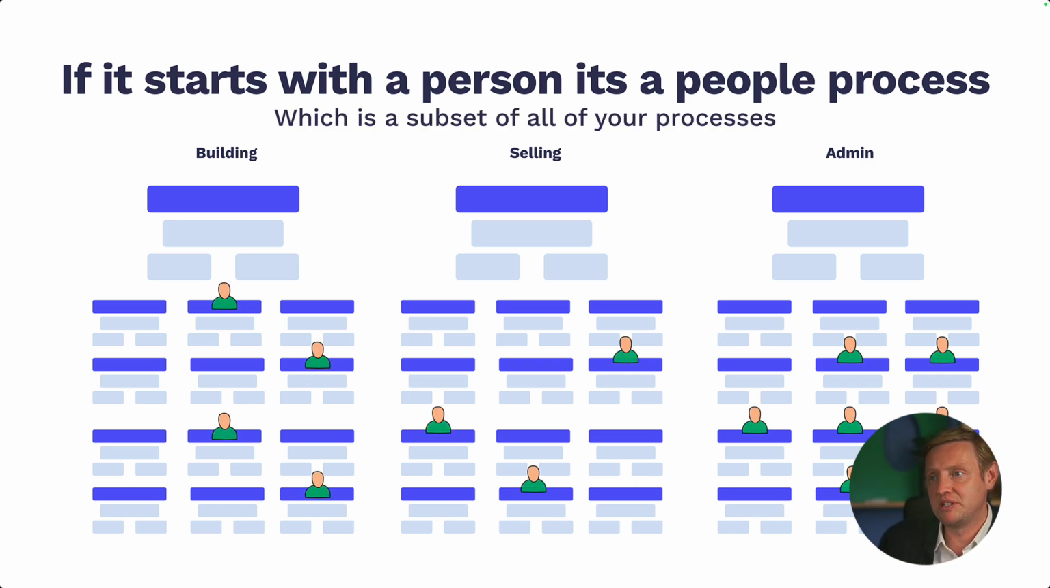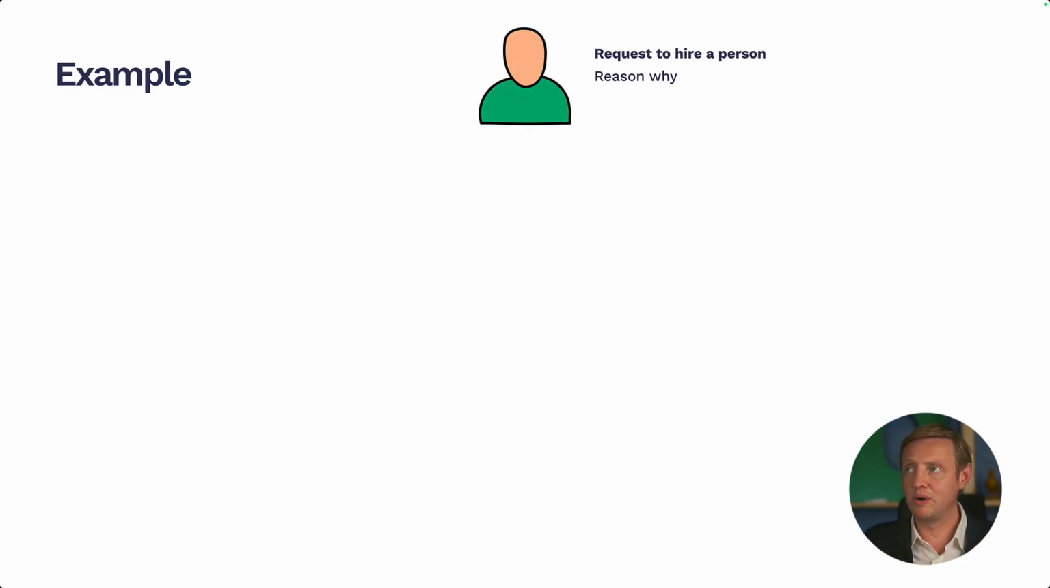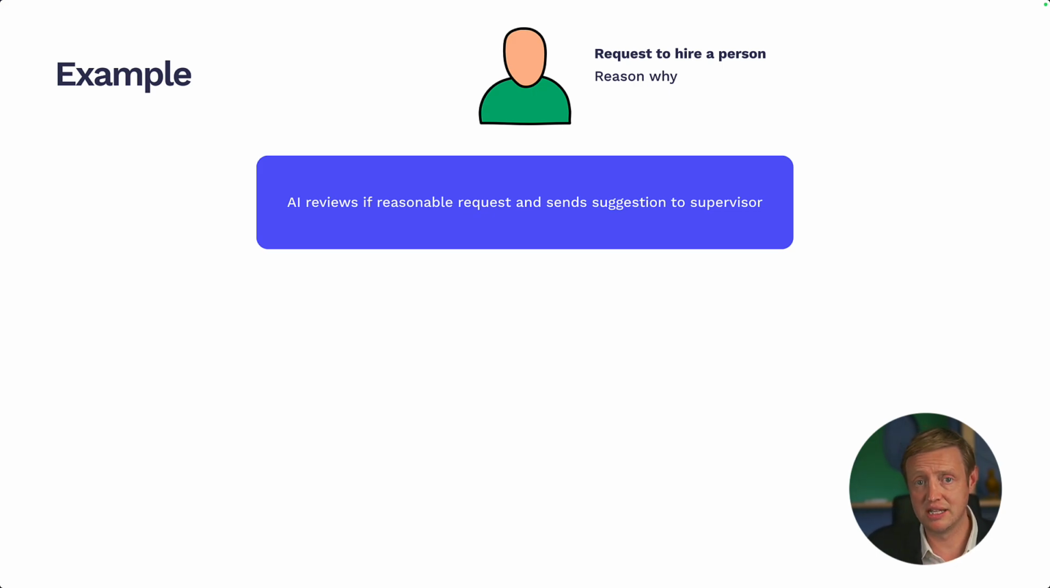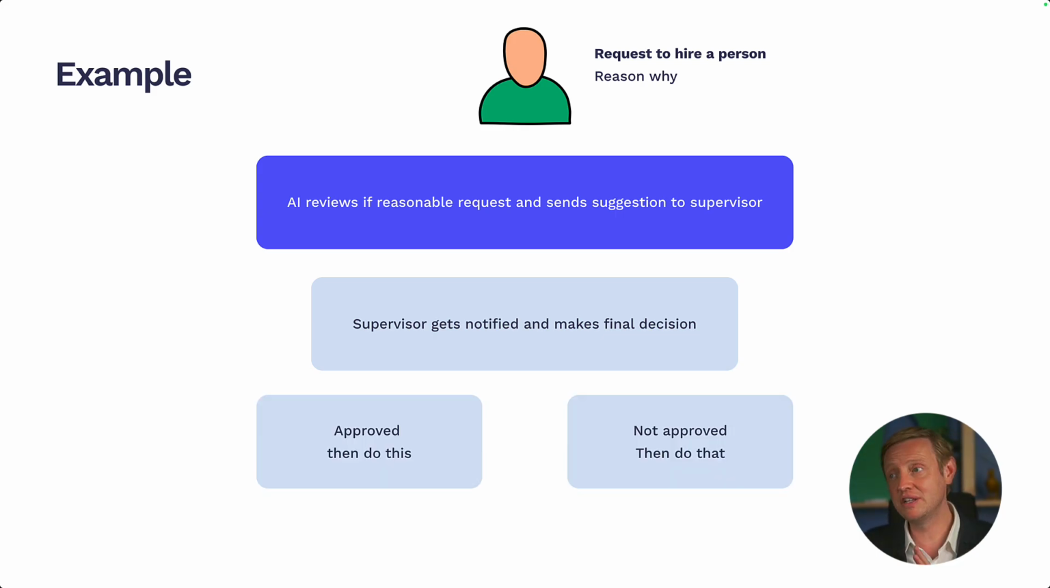Now, that's a subset of all the processes that you have within your organization. So let's take an example here. Now, you might have a request to hire a person from a manager, and the manager fills out a form and tells you the reason why. Now, you might have a process that has an AI review if this is a reasonable request, and then send a suggestion to a supervisor. Now, the supervisor gets notified and makes a final decision. If this is approved, then move forward a certain way. But if it's not approved, then do something different. Very simple idea of a process.